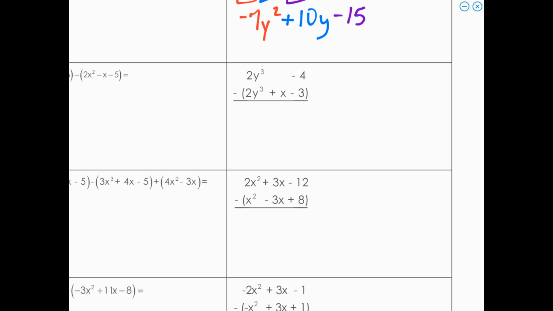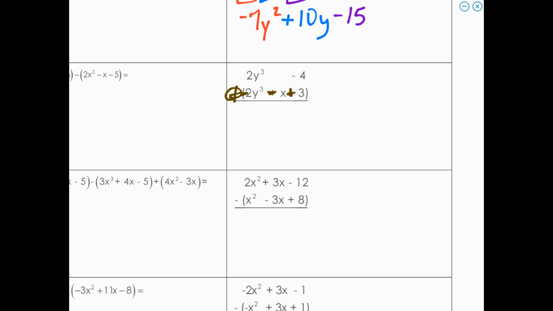So again, if you have a negative out front here, if you are subtracting, change it to a plus sign and change all of the signs of the numbers only in that bottom, because you're only subtracting things on the bottom.